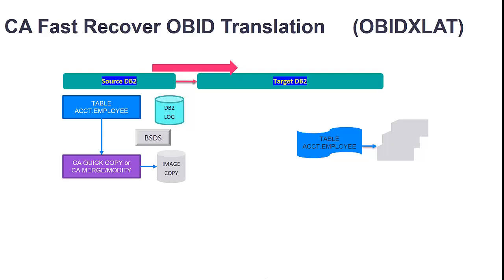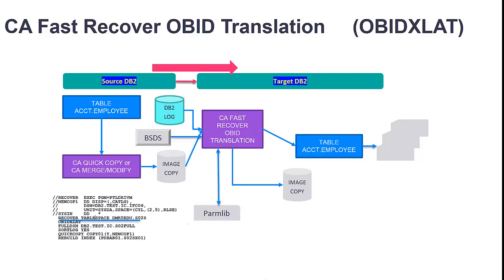For recovery purposes, the first step in the process is to create a backup image copy of the data on the source Db2 subsystem using either CA Quick Copy or CA Merge Modify depending on the required availability of the object. Next, you reuse the image copy to migrate the data to the target Db2 system using the Object ID translation function of CA Fast Recover. For single table tablespaces, CA Fast Recover gets the object IDs from the catalog. For multi-table tablespaces, you must specify the old and new object IDs for each table.